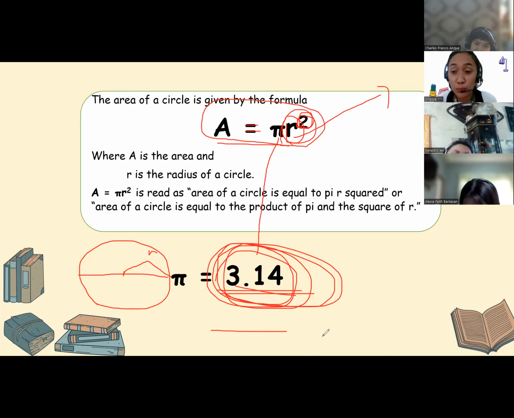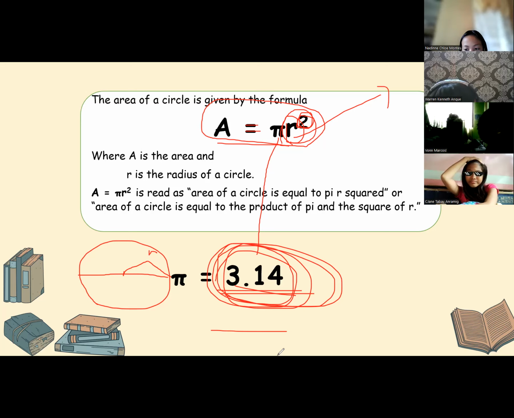Grade 5, don't be confused. Though the exponent is 2, it doesn't actually mean r times 2. Squared means you multiply it by itself. So for example, r squared means r times r. Not times 2, okay? Understand?